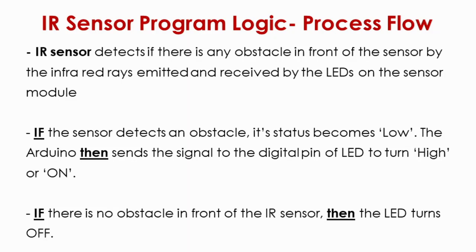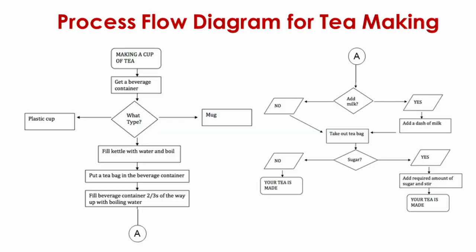So the IR sensor detects if there is any obstacle in front of the sensor, by the light emitted by the emitter LED. And what it does is, if there is an obstacle, the status of the IR sensor becomes low, and the Arduino then sends the signal to the digital pin of the LED, that is pin number 13 that we have connected, to turn it high or on. If there is no obstacle in front of the IR sensor, then the LED turns off. So these are the basic steps or process flow of this particular circuit.